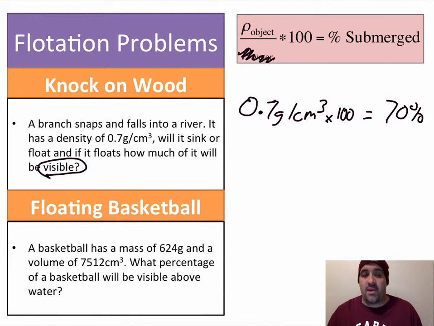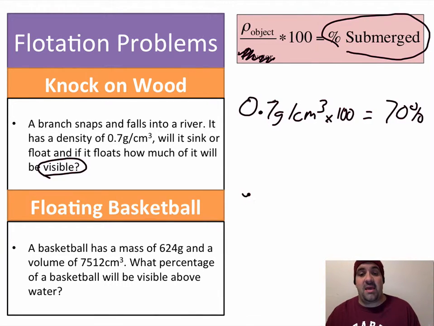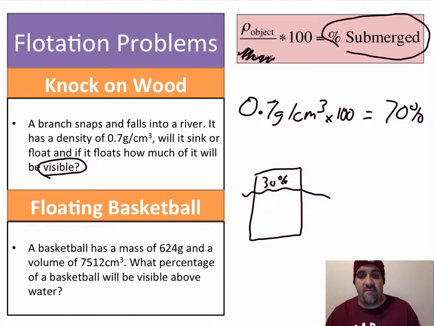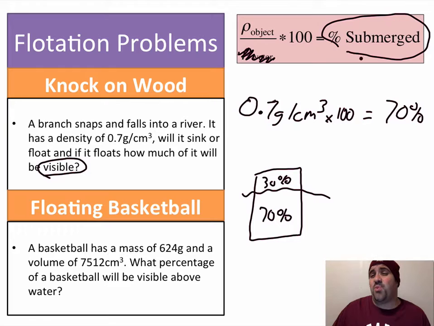That is not what is visible. That is what is underneath water. That is what is submerged. If 70% is below the water, then roughly 30%, or whatever's left over, should be above the water, because 70 and 30 add up to 100. So roughly 30% above, 70% below. Remember that this formula tells you what is underneath the water, not what is visible. You have to subtract and get a difference if you want to do that.